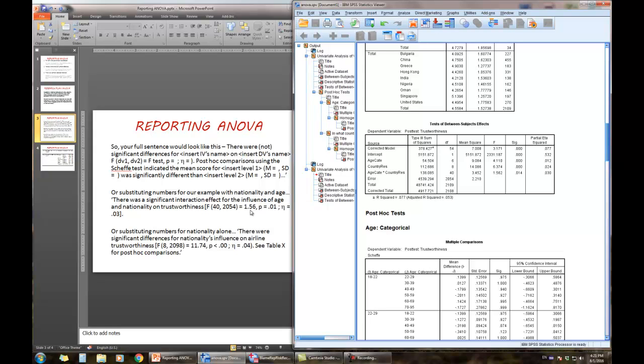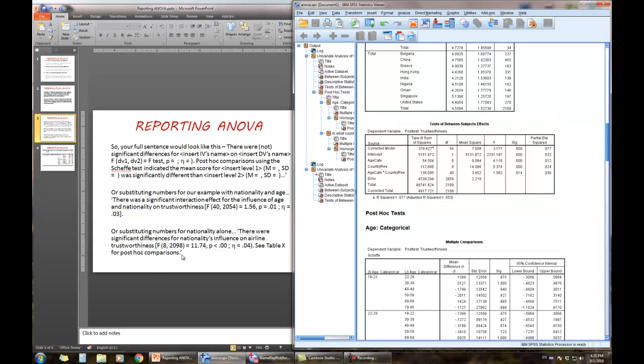We put that right there. The p-value, again rounded to just two numbers, 0.01, and the partial eta squared. In statistics, you become one with the Greek. So if you use the font symbols, you use that for the lowercase eta. So the eta equals 0.03.